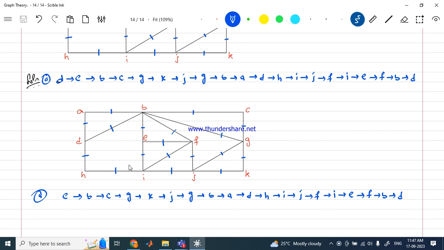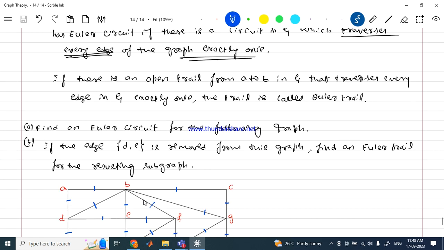So both are fine. These are not directed edges, these are all undirected edges. So whether you start from E or start from D doesn't make any difference. Whatever you have written here represents both the ED trail as well as the DE trail. Friends, any doubts in this?